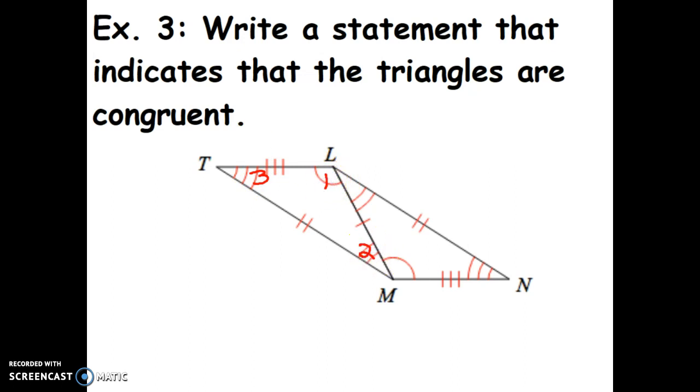So when it comes to writing this triangle, I'm simply going to go in numerical order. So this is going to be triangle 1, 2, 3, which is LMT. So triangle LMT is congruent to, let's do the same thing for the second triangle. This is 2 arcs, 1 arc, 3 arcs, 1, 2, 3, MLN. And there you have written the congruent statement.